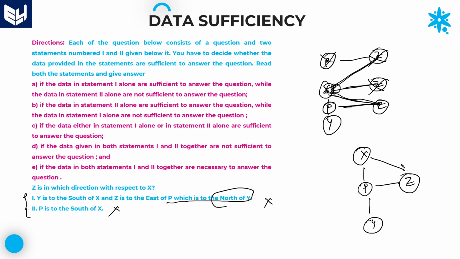So the question is asking about Z is in which direction with respect to X. Z is here, this is east side and this is south side. Z is between south and east, so this is the southeast direction. So definitely we will get the answer by combining both the statements together. Option E is the right answer.